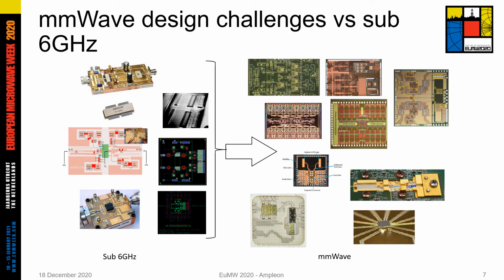Okay, now let's have a look at millimeter wave designs and challenges versus the traditional sub-6 gigahertz. As you know, if you see the sub-6 gigahertz systems, you will see pictures like this on the left, like these pallets, high power transistors, a lot of bond wires, LDMOS or high power MMICs, large PCBs, large connectors, and as you move to the millimeter wave domain, the power levels reduce and the integration level is higher.